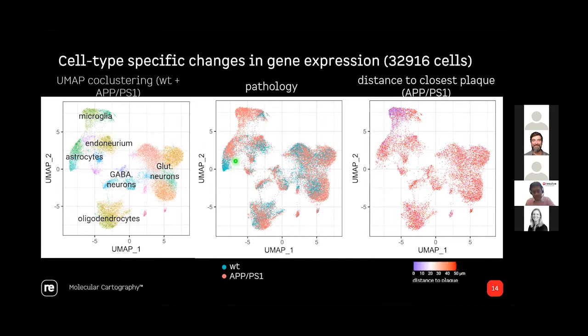In the middle panel, we have segregated that based on the pathology, right? And on the rightmost panel, we are segregating it based on the distance closest to the plaque. Blue is the closest to the plaque and red is further away from the plaque and so on. So again, if you go back to the middle panel, you can nicely see 2 distinct clusters in microglia, same for astrocytes and so on.